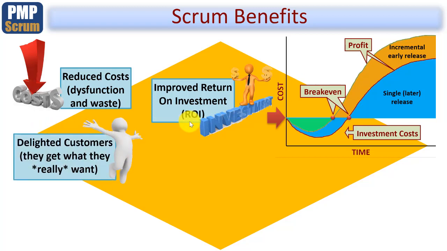Another benefit is that you actually delight customers. Why? Because they get what they really want. As you'll learn, the product owner represents the users and customers, the stakeholders, if you will, and he or she is there represented in the Scrum team itself. Don't assume that the product owner is some manager role sitting outside. Not true at all. The product owner is intimately involved with the development team throughout the project.